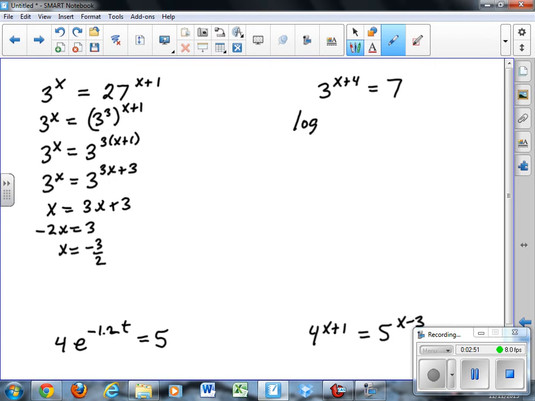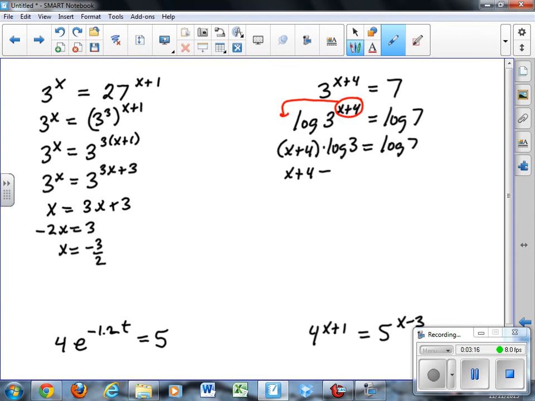I can take the log of both sides: log of 3 to the x plus 4 equals log of 7. I can use the rainbow rule, which is the power property, and bring the exponent out front. So I have x plus 4 times log 3 is equal to log 7. I can then divide both sides by log 3. x plus 4 equals log 7 divided by log 3, and then add 4 to both sides. So log 7 divided by log 3 minus 4 is my answer, and I can type that into my calculator.